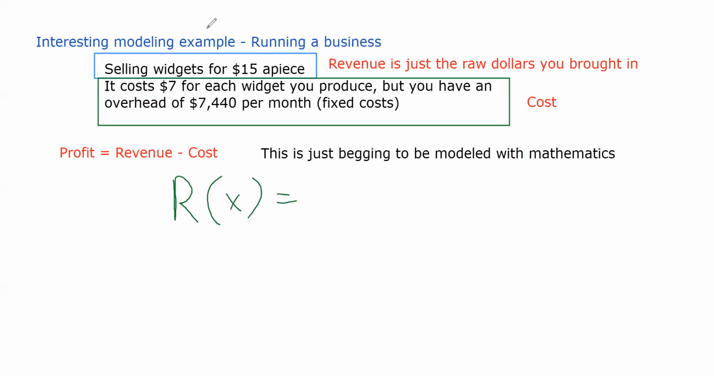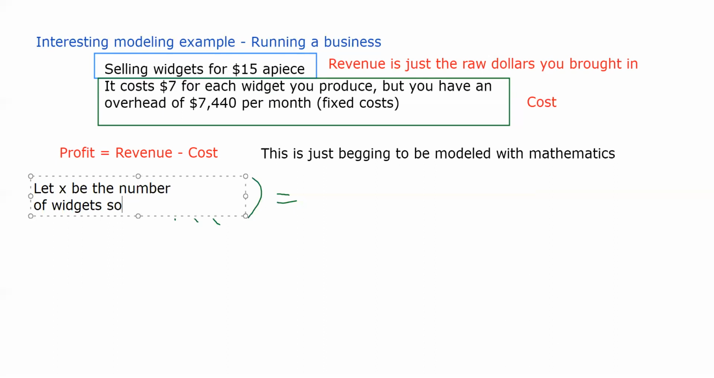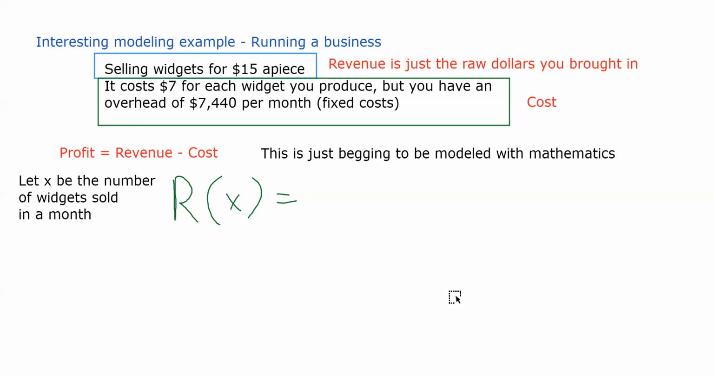And what we're going to do is we're going to let X be the number of widgets sold in a month. So we're just looking at the revenue, profit, and cost in a single month of this business. So we'll say the month of, okay, September, that's fine. So now, if X is the number of widgets sold, this is the only piece that goes into your revenue. What is going to be the revenue function here? What do you think is going to go right here, guys?